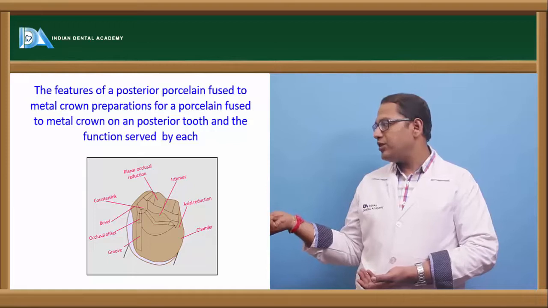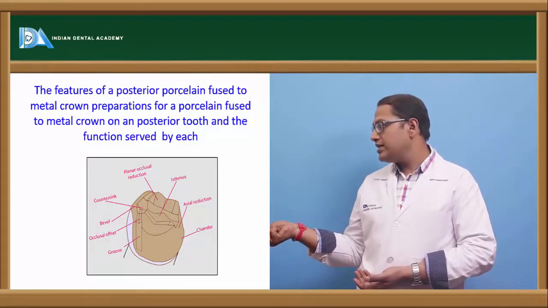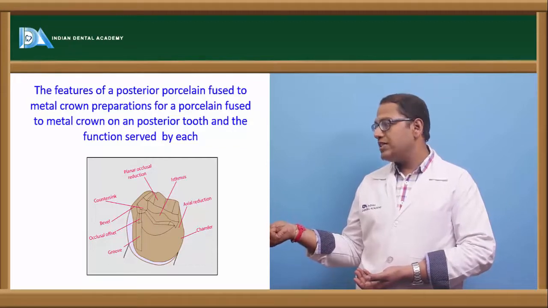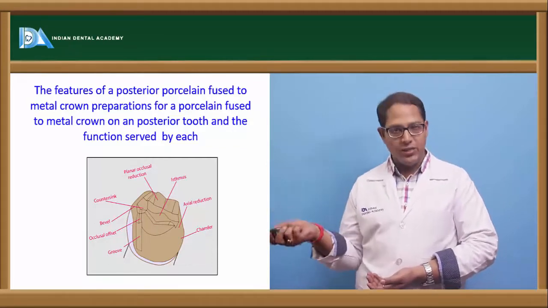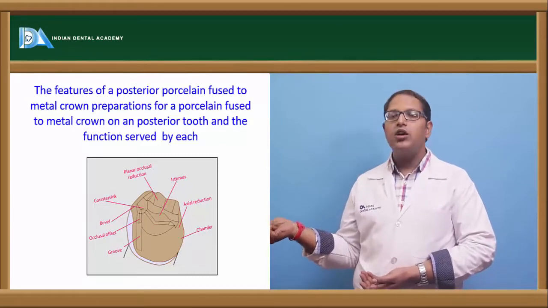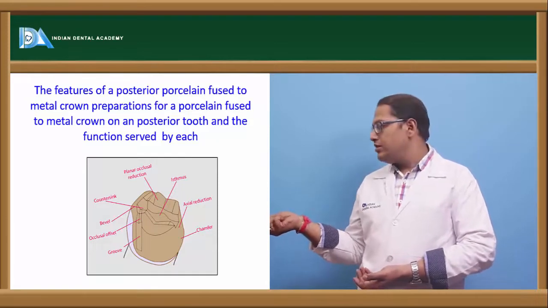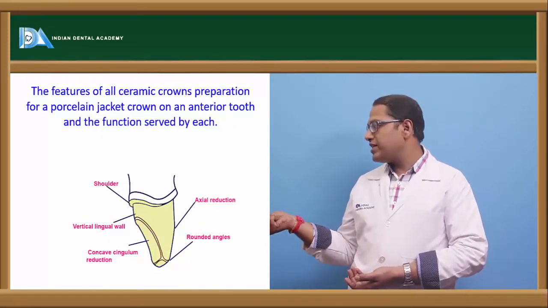Features of the posterior preparation, what all will be there? Planar occlusal reduction. We have a countersink area in this. We have a bevel, we have occlusal offsets given, we have grooves, we have a functional cusp bevel, we have a chamfer on the lingual side and a shoulder on the buccal side. We have an isthmus, and we have axial reduction.